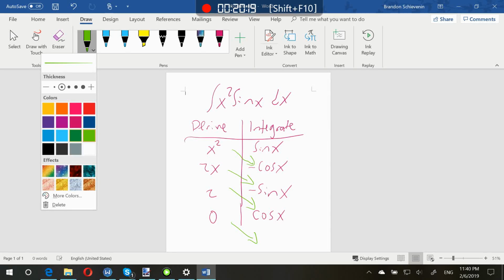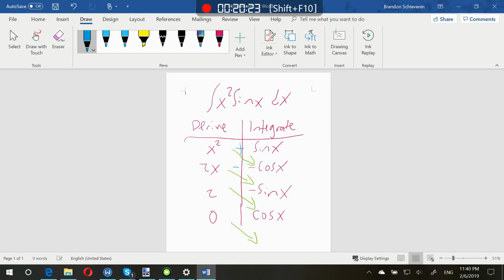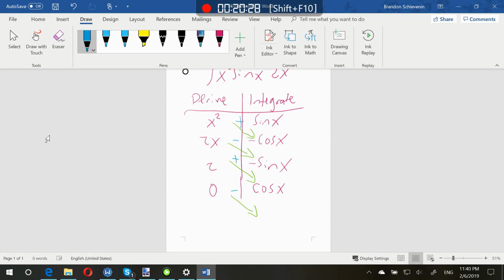And then alternate my signs. So this is positive, negative, positive, negative. Okay, putting it all together, my final answer will be negative x squared cosine x minus negative 2x sine x, so that's plus 2x sine x plus 2 cosine x plus c. Okay, that was way faster than doing 2 integration by parts.